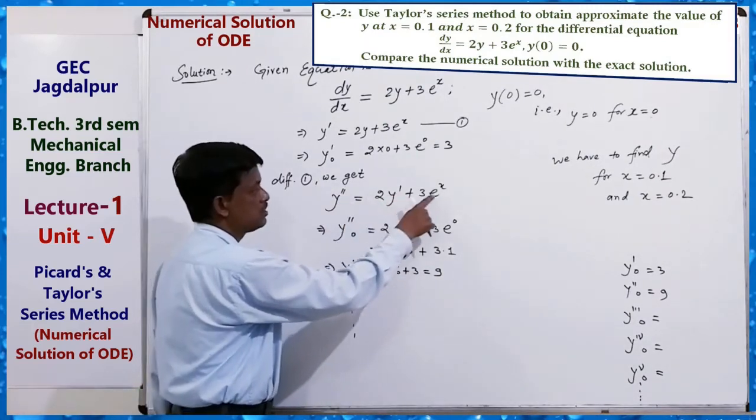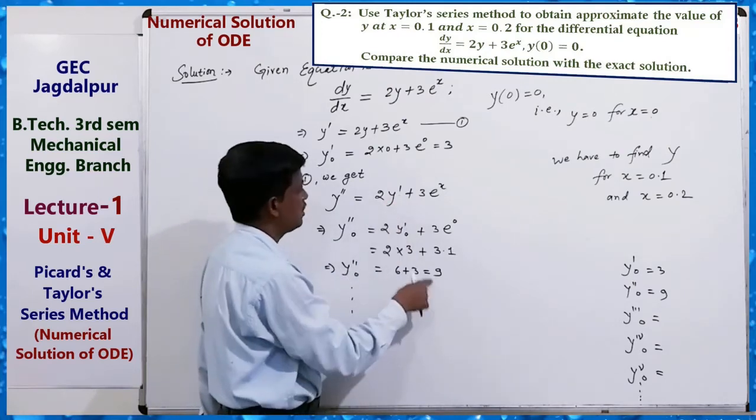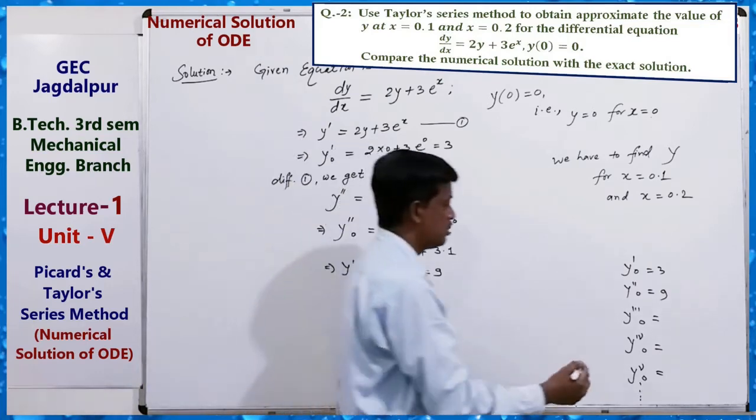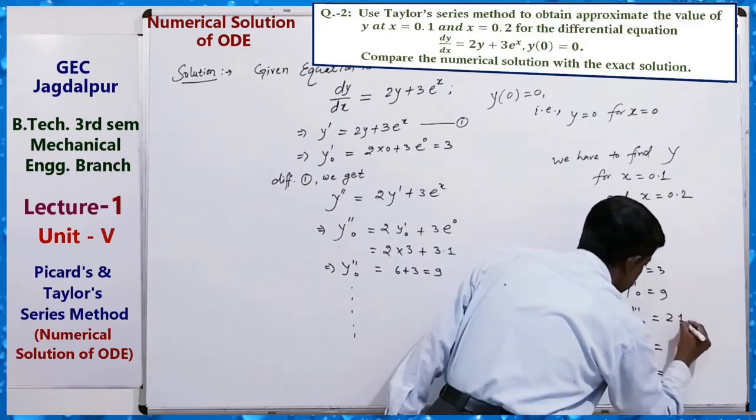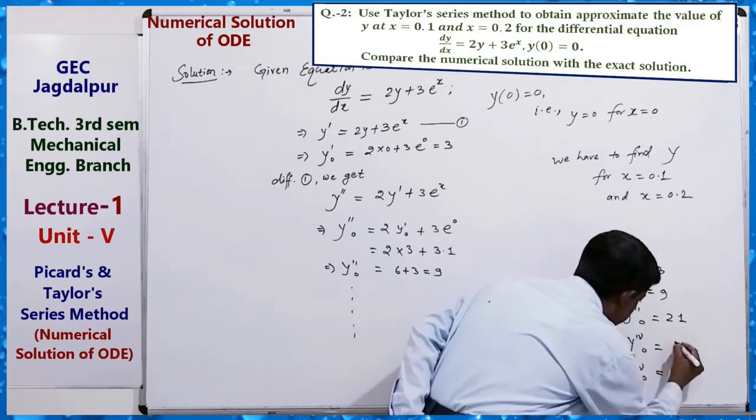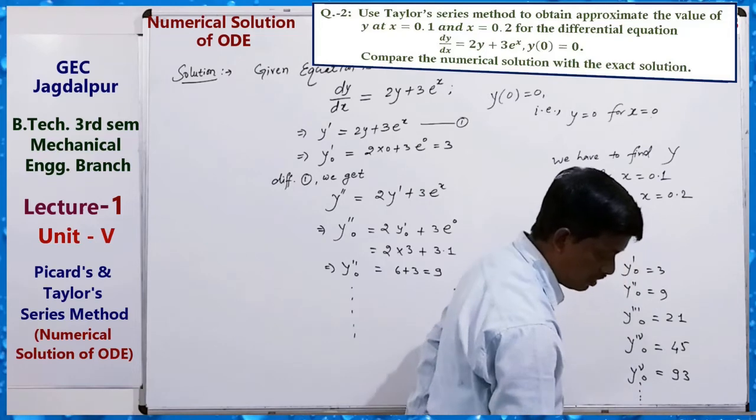2y double dash plus 3 e to the power x. So y double dash at 0 means 9. Here 9 into 2 is 18, 18 plus 3 is 21. So we get the value 21. Similarly, we get 45 and 93. These are the values.